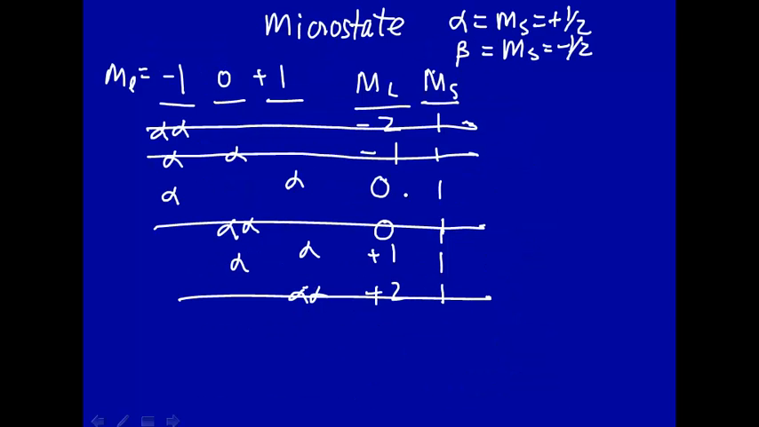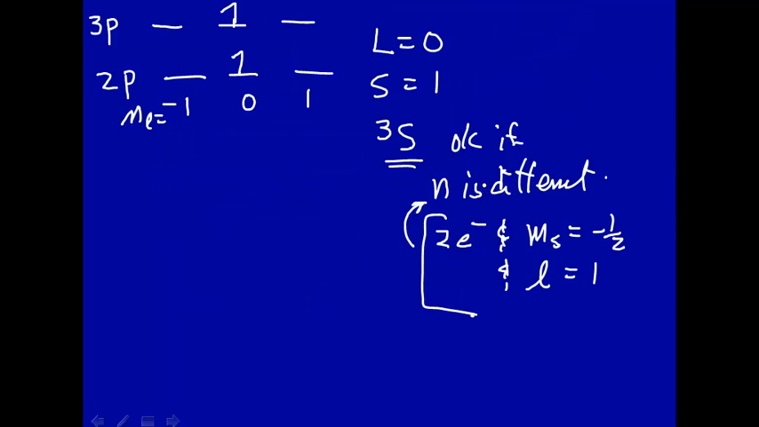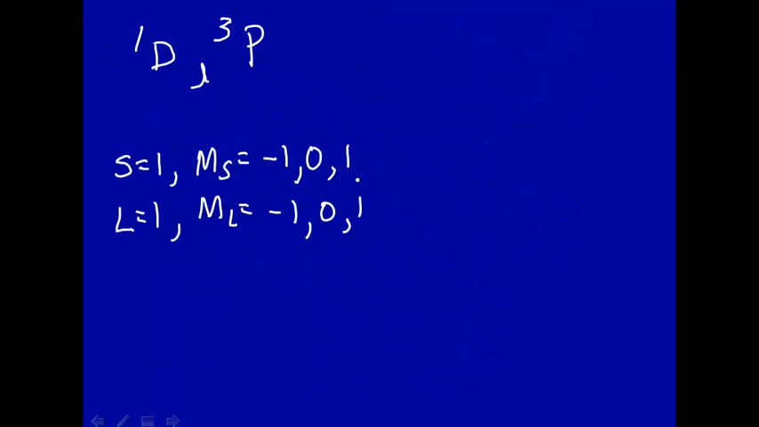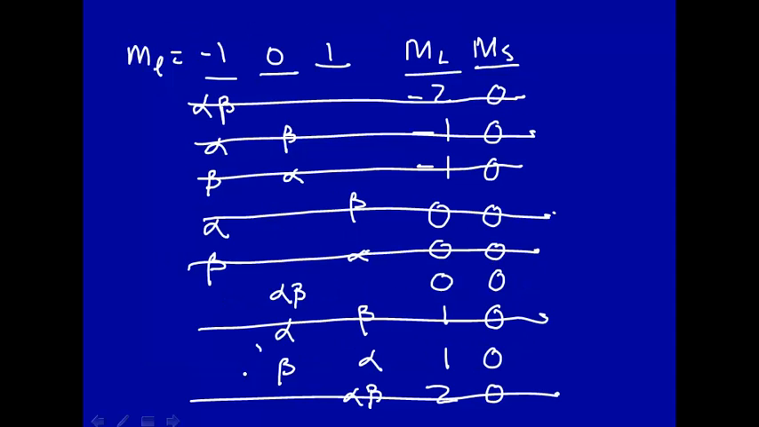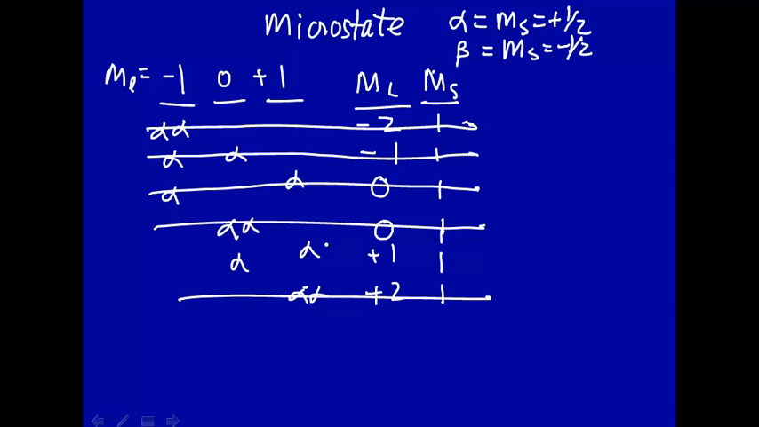And m sub l equals 0 and a plus 1. So that's that one there. So we've done m sub l equals 0 with those three. Now let's do m sub l equal 1 with those three. M sub l equal 1 with a minus 1. M sub l equal 1 with a 0. And m sub l equal 1 with a plus 1.